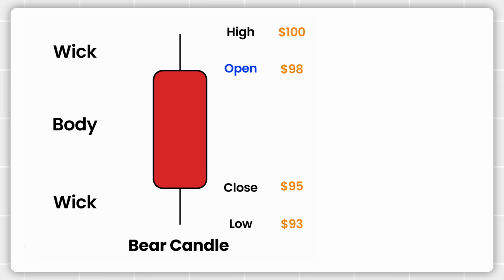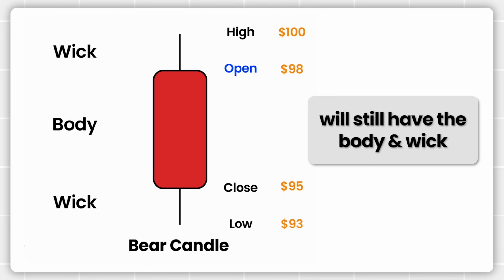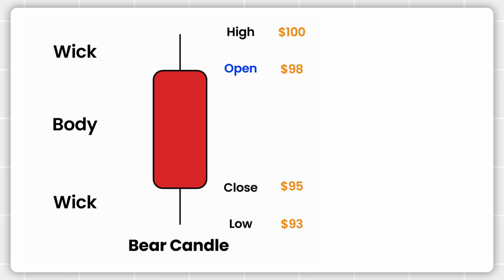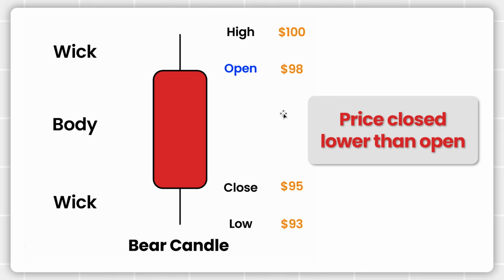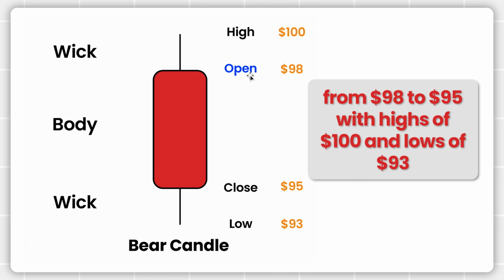Now let's take a look at the bear candle. The bear candle will have the same parts, body and wick. The only difference now is that the candle is going to be red because price closed lower than where it opened. So in this case, price opened at 98, it went to a high of 100, it fell down to a low of 93, and it closed at 95.